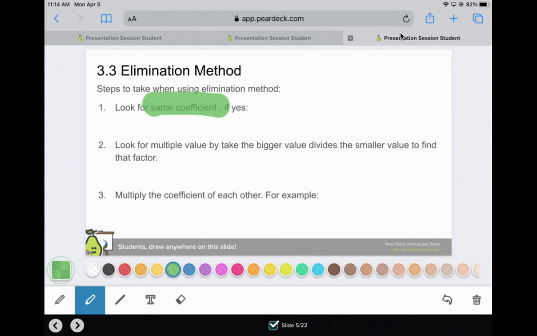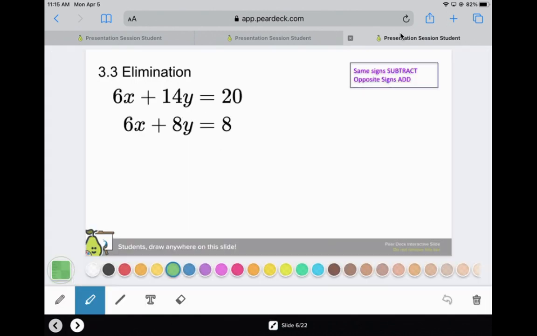If they don't have the same coefficient, then I'm going to look for the multiple. What I do is take the bigger value, divide by the smaller value to get that number so I can multiply. Or you can just multiply the coefficients by each other. So those are the methods. You should be able to find this in unit 2 in the notes folder. It's a quarter 3 review. You should be able to find this slide, okay? All right, so let's review elimination. So step number one, I'm looking for the same coefficient.